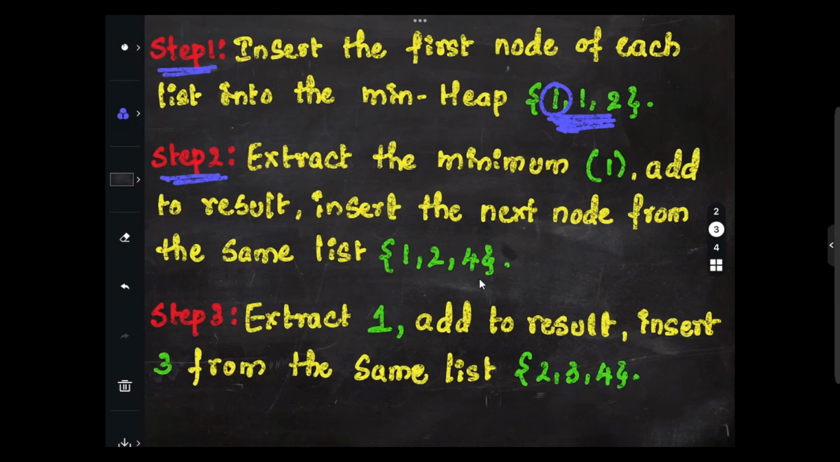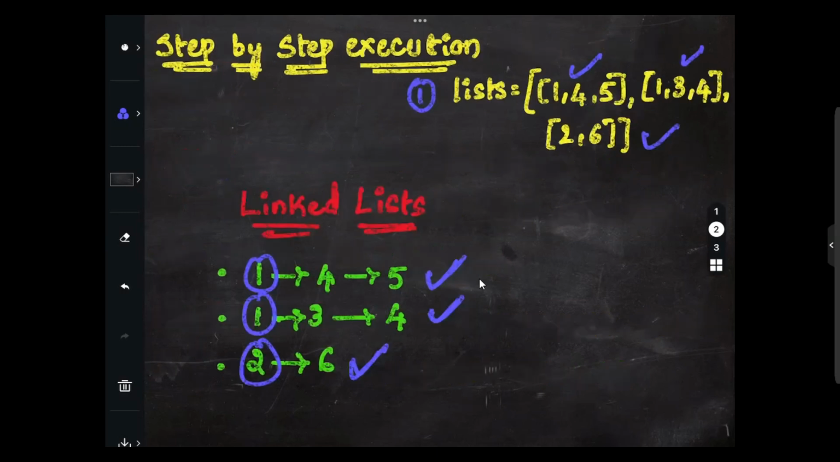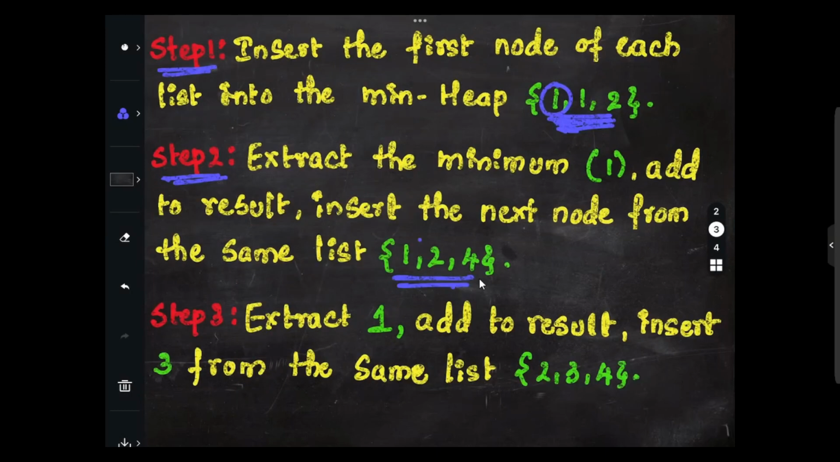When we insert the next node from the same list, it becomes 1, 2, 4, right? Minimum is 1. Next, 2 we have. Next, insert the node from this list, which means 4. So this is one list, this is one list, this is one. Here, inserting the node from the next list, this becomes 1, 2, 4. The minimum among 1, 1, 2 is 1.